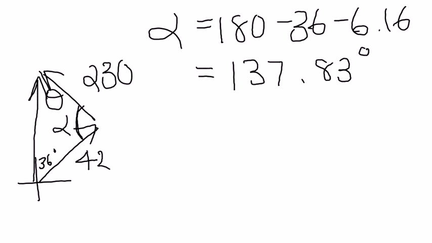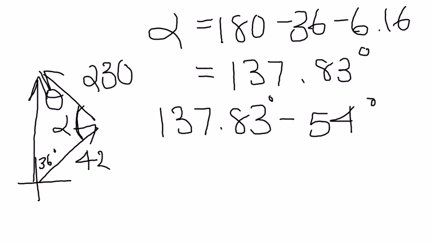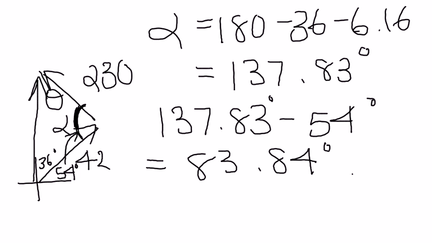So in order to find the actual bearing of the velocity of the plane to the air, you're going to take 137.83 subtract 54 degrees. You subtract 54 degrees because of the parallel angle theorem. You know that 54 is here, so then you also have 54 up there. And then if you subtract 54 from that, you get this angle right here. So you end up with 83.84 degrees.